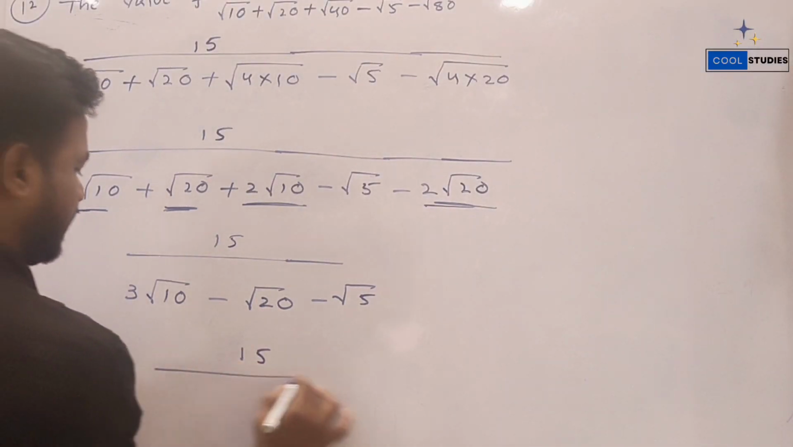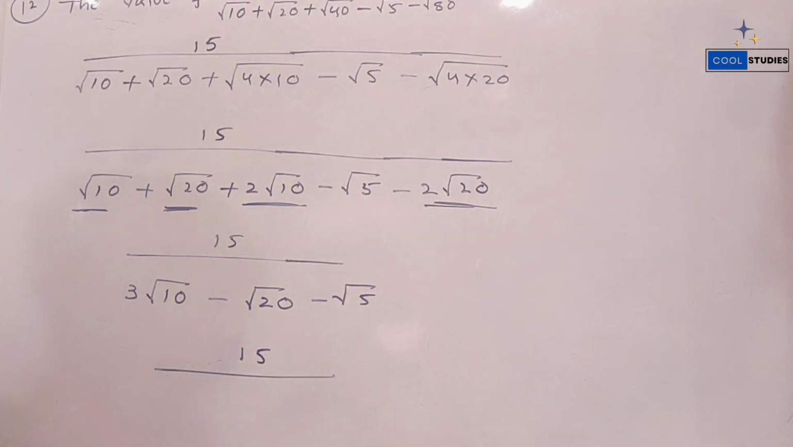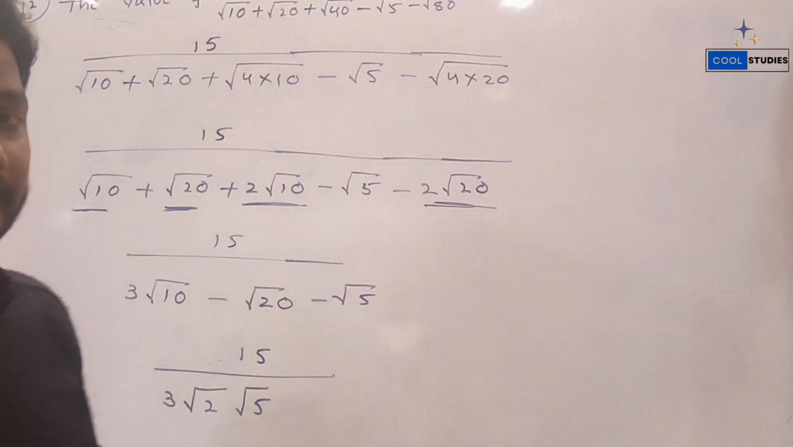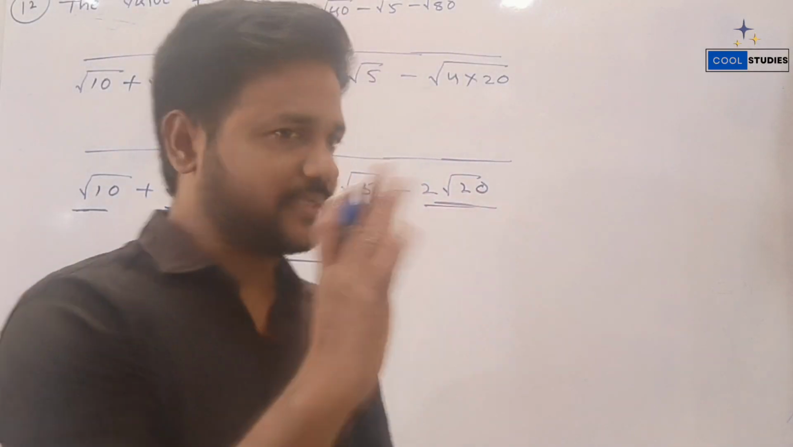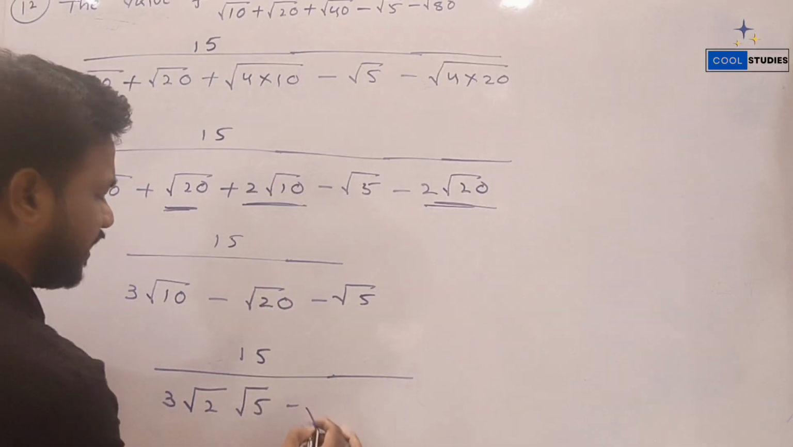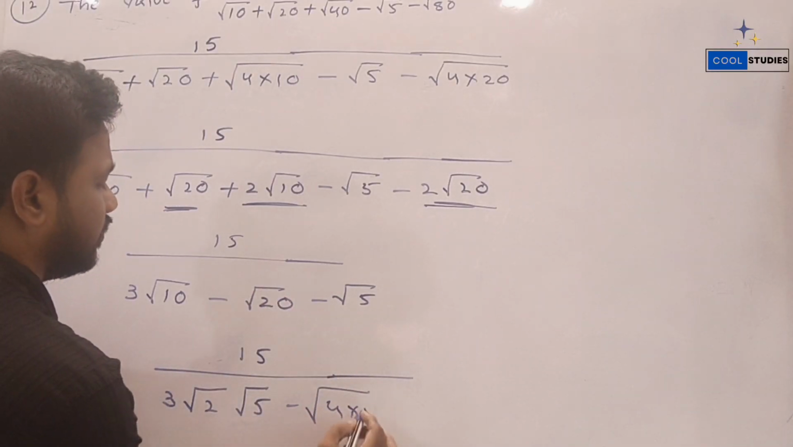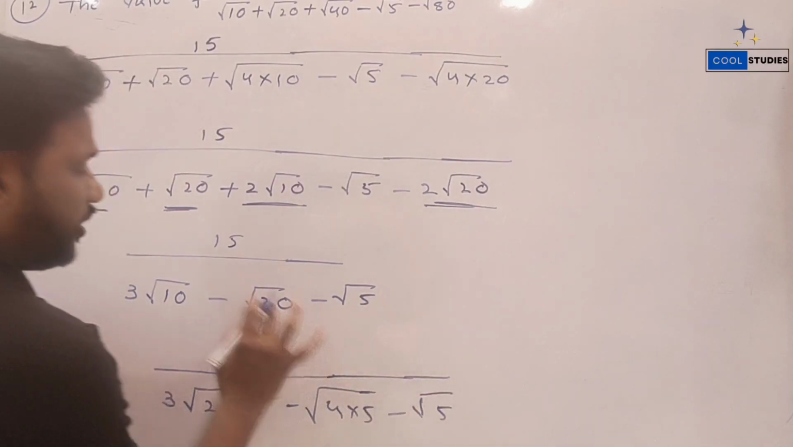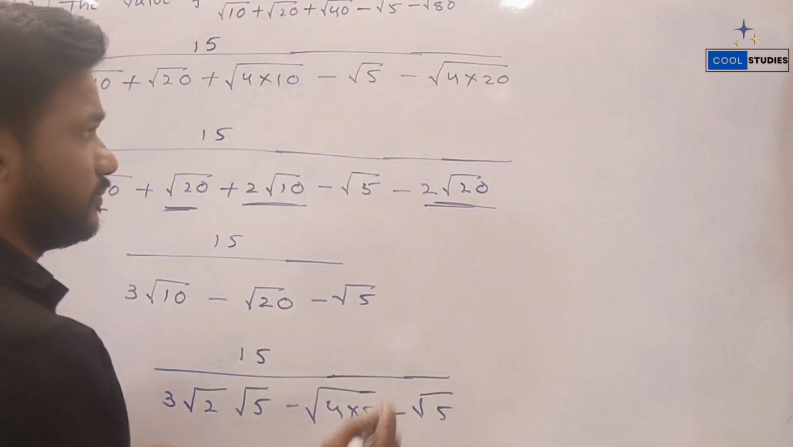15 by, let us write root 10 as 3 into root 2 into root 5. Root a into root b means root ab, right. So 2 fives are 10. Minus this root 20, I am writing as 4 into 5, and this is minus root 5. We wrote this 20 as 4 into 5.